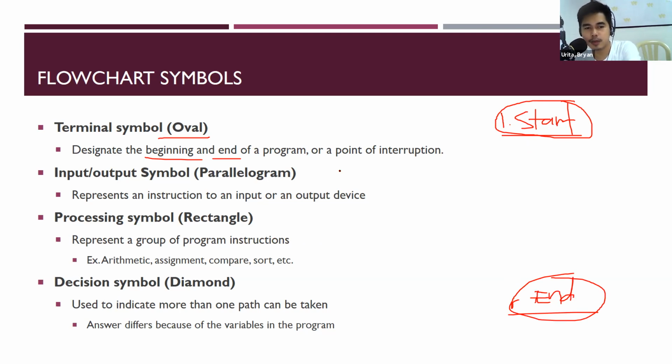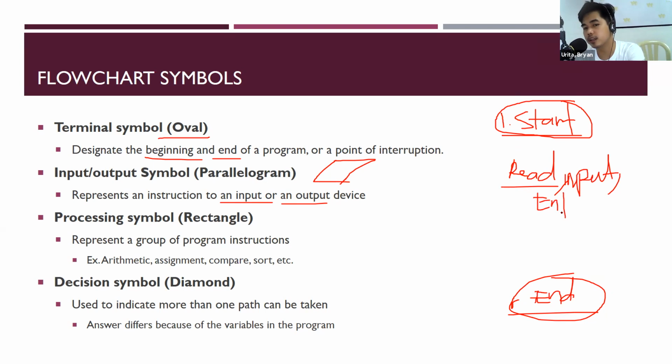Input and output symbol, and that is parallelogram. Alam niyo siguro ang parallelogram. Yan. Parang rhombus lang yan. It represents an instruction to an input or an output device. So from our example, the conversion of Celsius in the flowchart, you notice we need to get the value in Celsius. So we have to read from the keyboard. So these are the keywords, okay? Read, input, enter. So yun yung mga input natin. Okay? Pag nabasa na natin yung read or input, enter, it means input. So we are now using the parallelogram symbol.